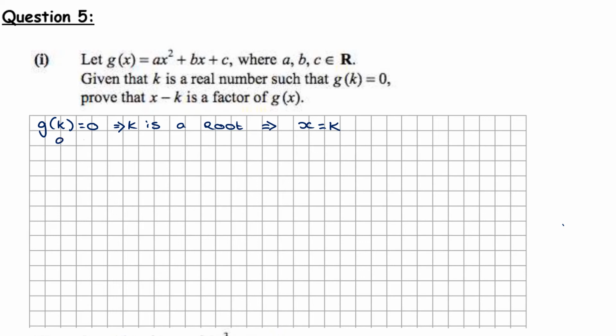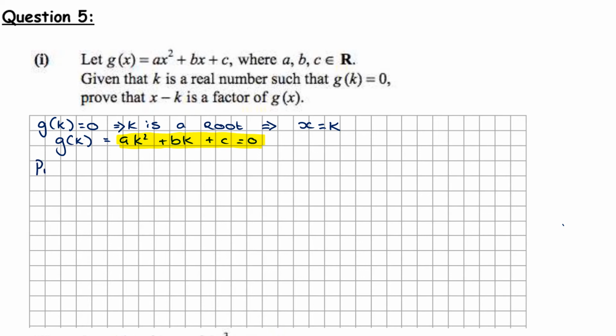So let's have our g of k here. We get a k squared plus b times k plus c equals 0. This is the first piece of information we've been given in the question: a k squared plus bk plus c equals 0. Then they want us to prove that x minus k is a factor.